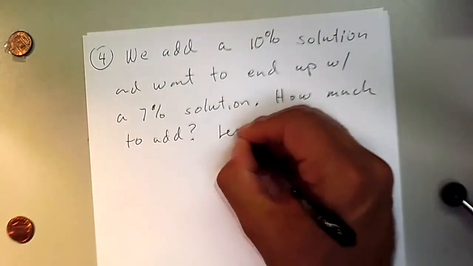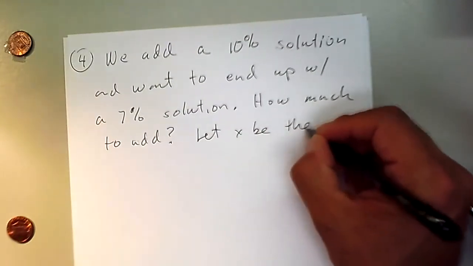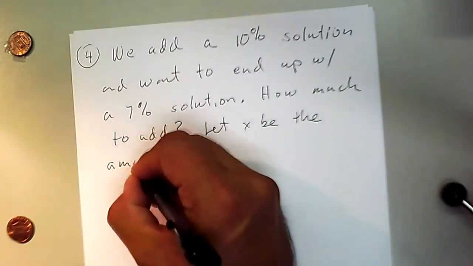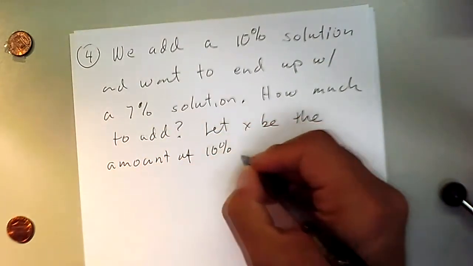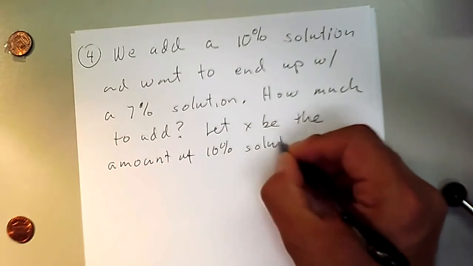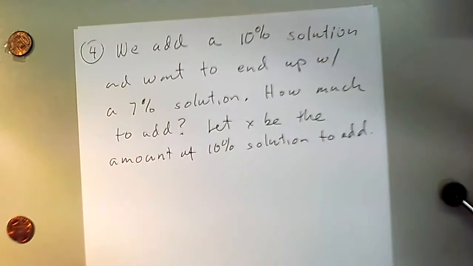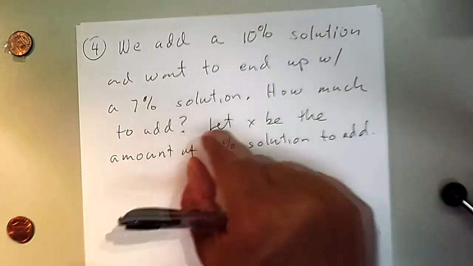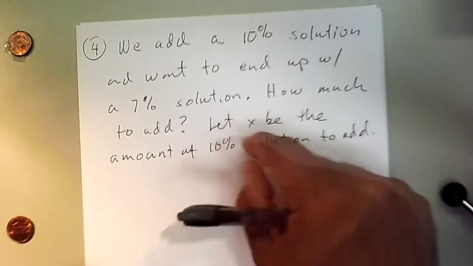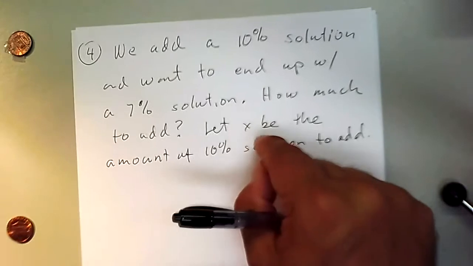Okay, so let x be the amount of 10% solution to add. It's a good idea to get into the habit of writing down what the variable means. It is time consuming. We get lazy, I understand, but it is still a good habit to form.